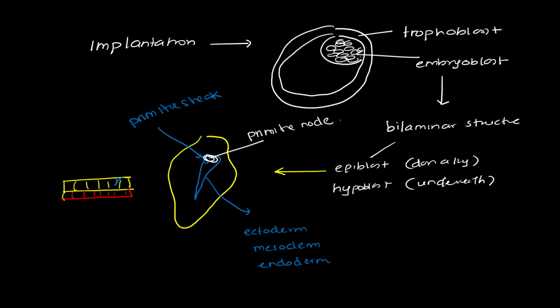So the bilaminar formation, the primitive node and the primitive streak, all of these structures form within the second week. Then of course, at the starting of the third week, you see a trilaminar, or three-layer, structure. Trilaminar layer, right?